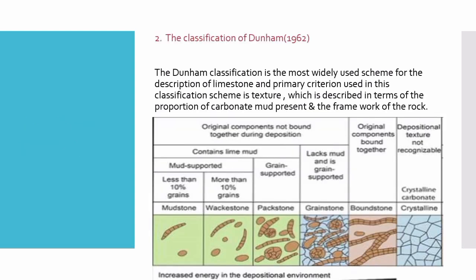Next comes the classification of Dunham. This classification is the most widely used scheme for the description of limestone, and the primary criterion used is texture, which is described in terms of the proportion of carbonate mud present and the framework of the rock. Here different rocks like mudstone, wackestone, packstone, etc. are given, and their characters like mud supported, contains lime mud, original components not bound together, etc. are given for our understanding. So you could take a look or take a screenshot of this figure.